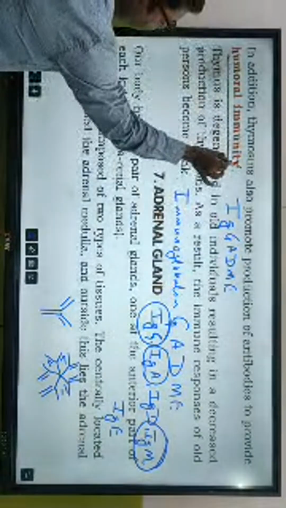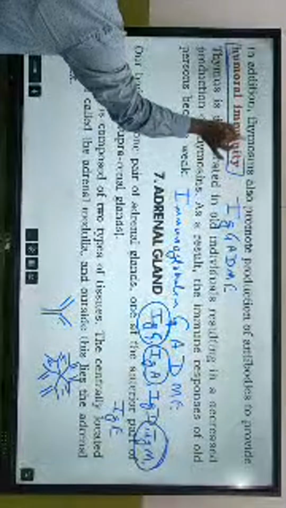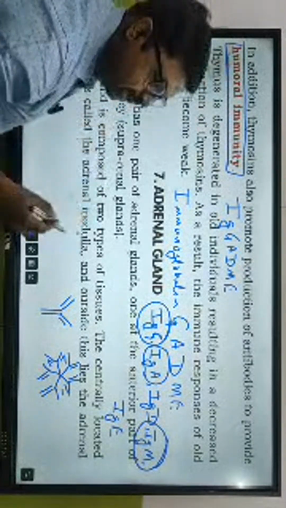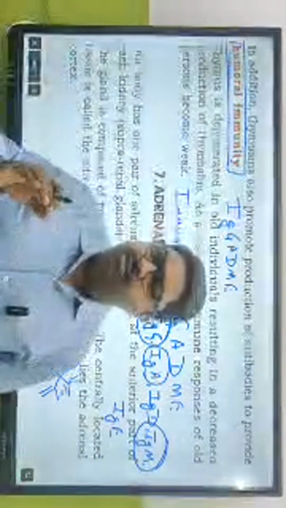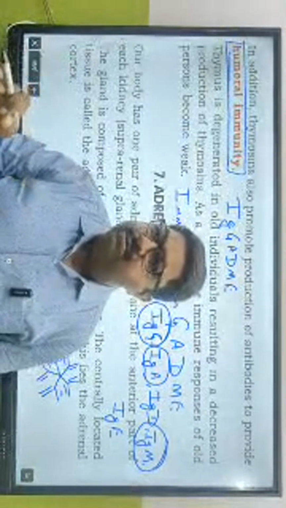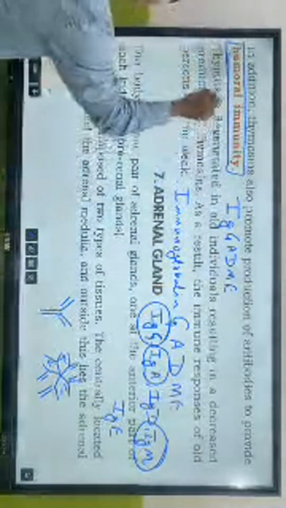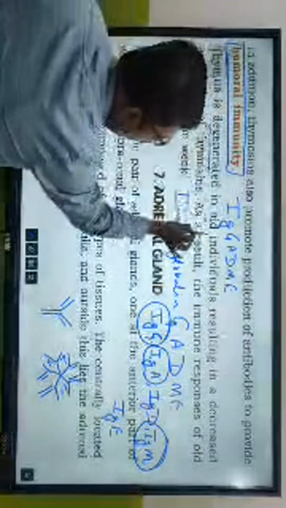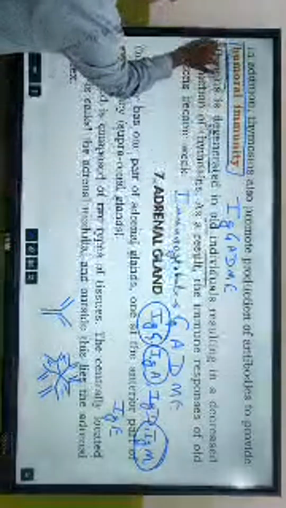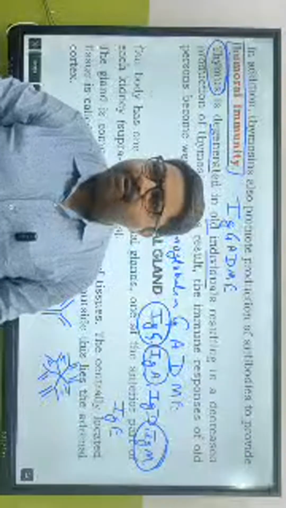So in addition, thymosin also promotes production of antibodies to provide humoral immunity. What is humoral immunity? Blood mediated, not cell mediated. So this immunity is present inside the blood. And basically, which cells work on this? B lymphocytes work in it. Fine. Thymus is degenerated in old individuals. Most important, what kind of metamorphosis do they show? Normally we call it retrogressive.